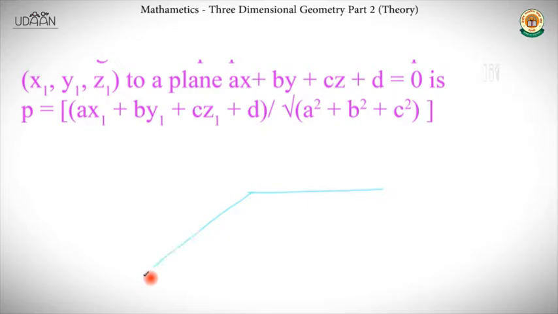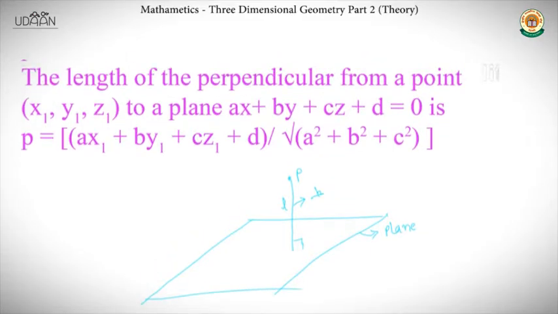Let's say this is a plane and this is a point. We drop a perpendicular from that point on the plane. Now we need to find its length. This is the plane and this is the perpendicular to the plane. Let's say Q is the foot of perpendicular from point P.